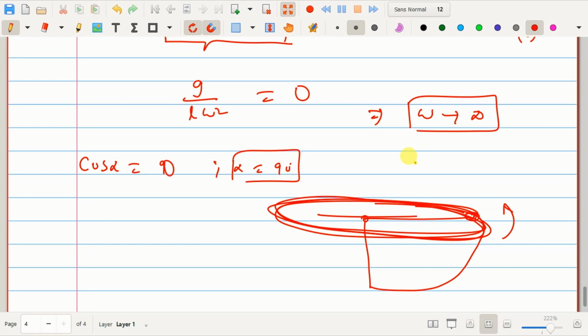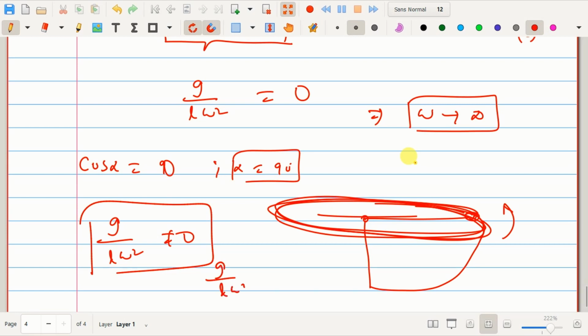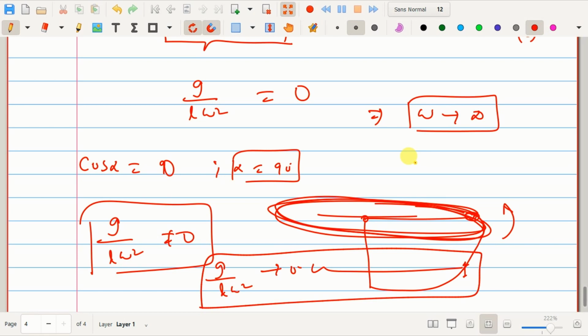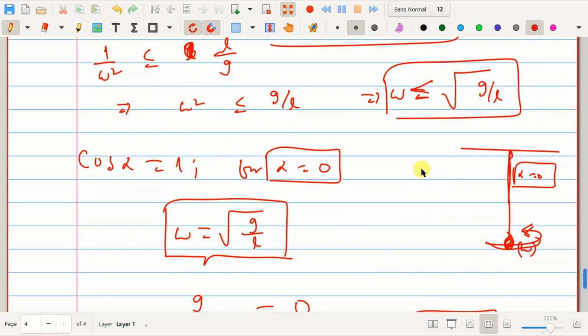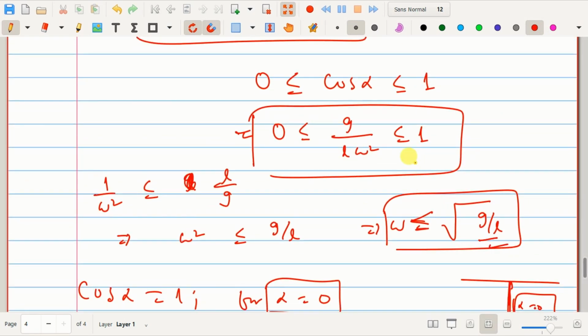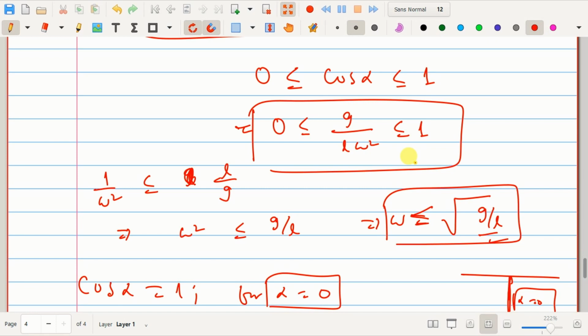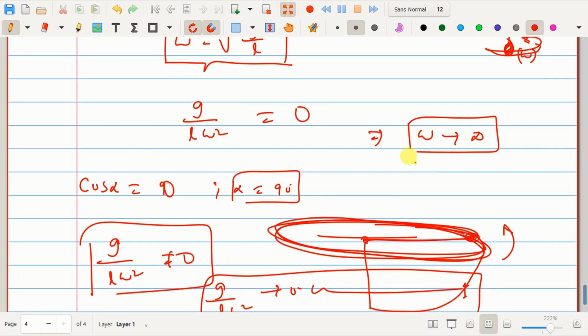So no matter what, this will not be equal to 0, but it can be l omega square, can be 0.0001 or so on. But if this motion is happening here, it is very unstable. So the stable solution is that it can be at maximum square root of g by l and at minimum something like this. Okay, so this is the case of the conical pendulum.